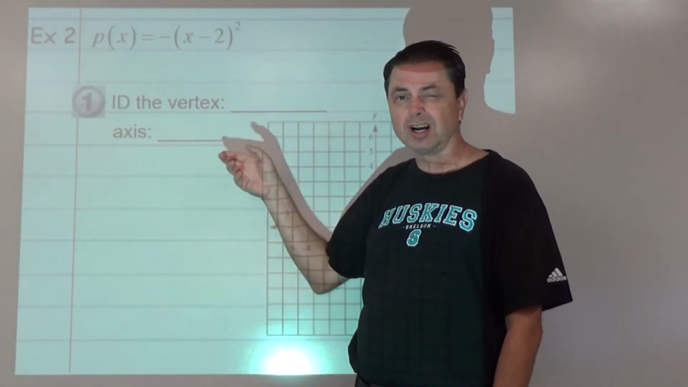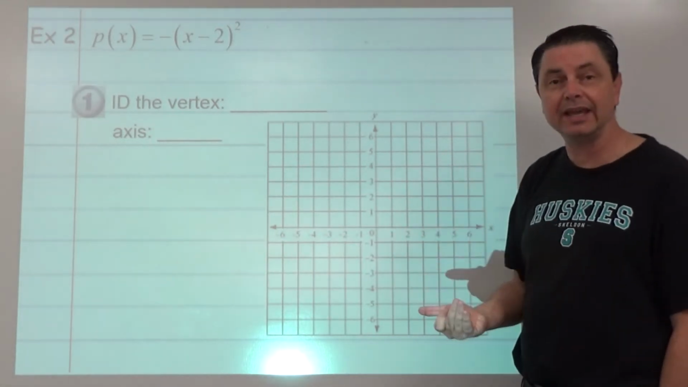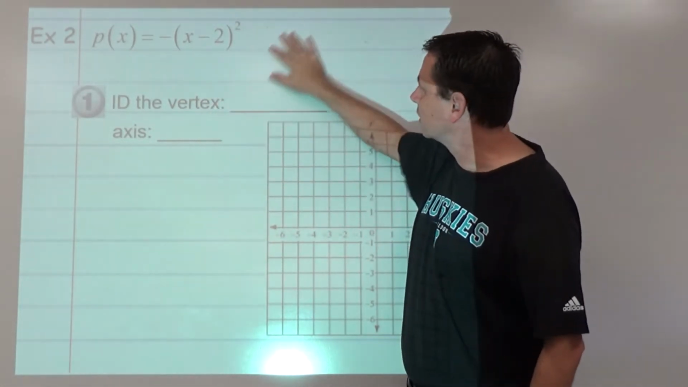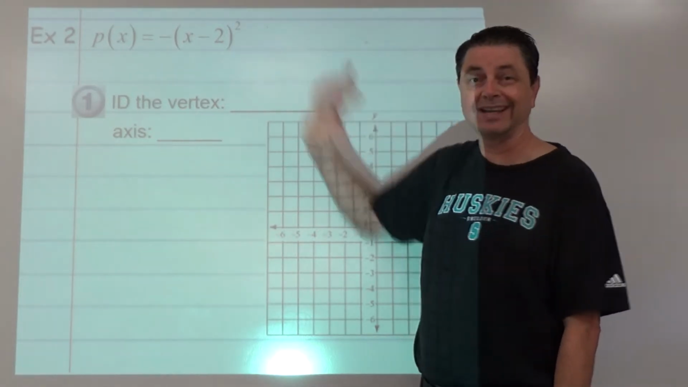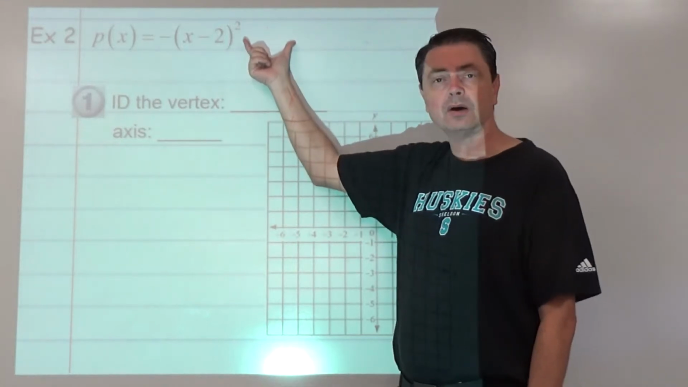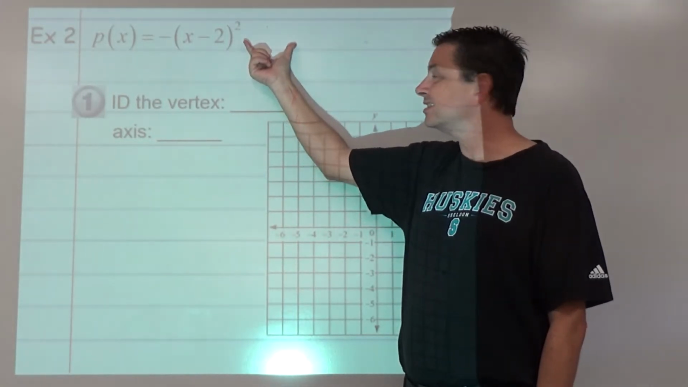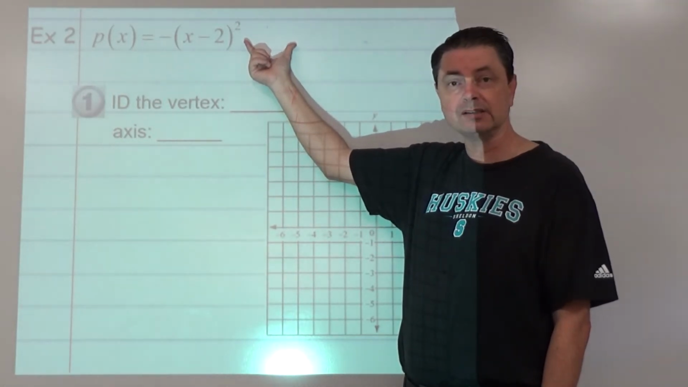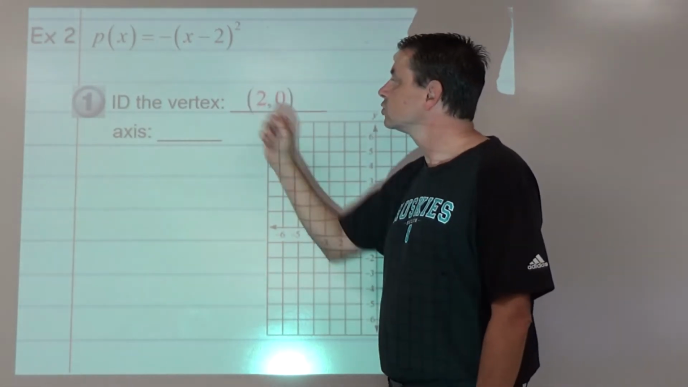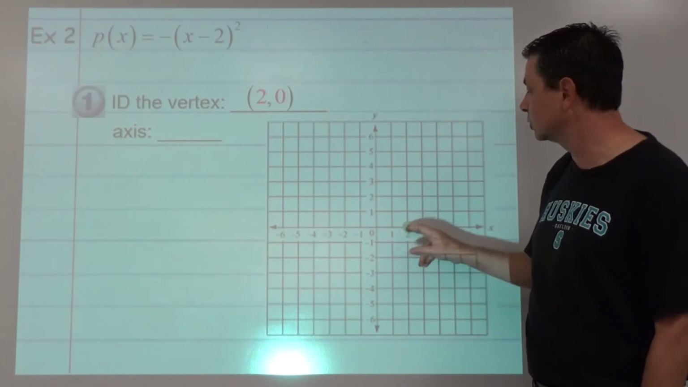2, comma. Now what about the k value, the y-coordinate for a vertex? That's typically after the squaring. Anything that's being added, maybe subtracted. But there's nothing out here. So what is it that we're adding? What number? Plus 0 to make it invisible. So our vertex is the point 2, 0.